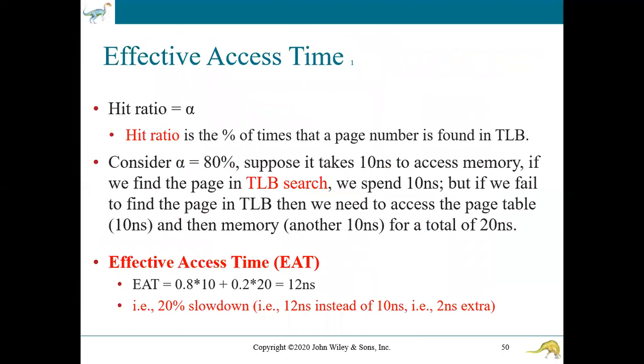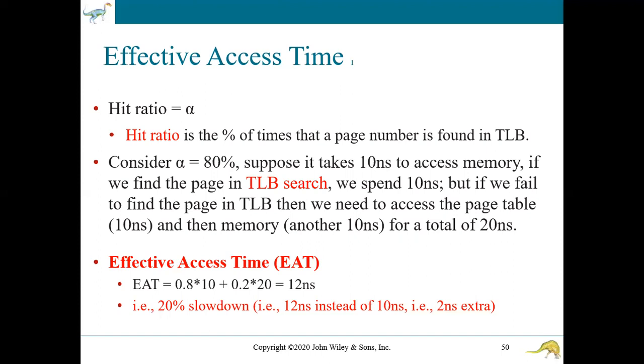The hit ratio is alpha. What is the meaning of hit ratio? It is the percentage of times you find the page number in the TLB, the frequency of finding it. If there is an 80% chance that you will find the page number in the TLB, then alpha is 80%, or 0.8. And it takes 10 nanoseconds to access the memory.